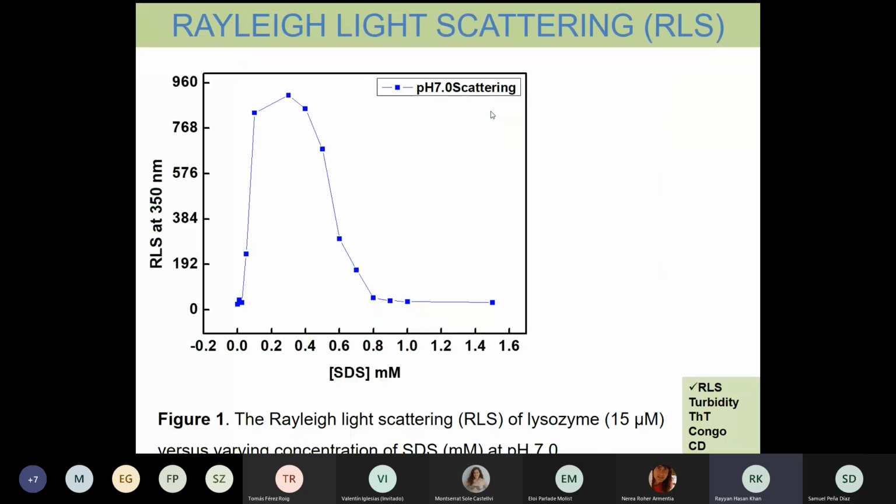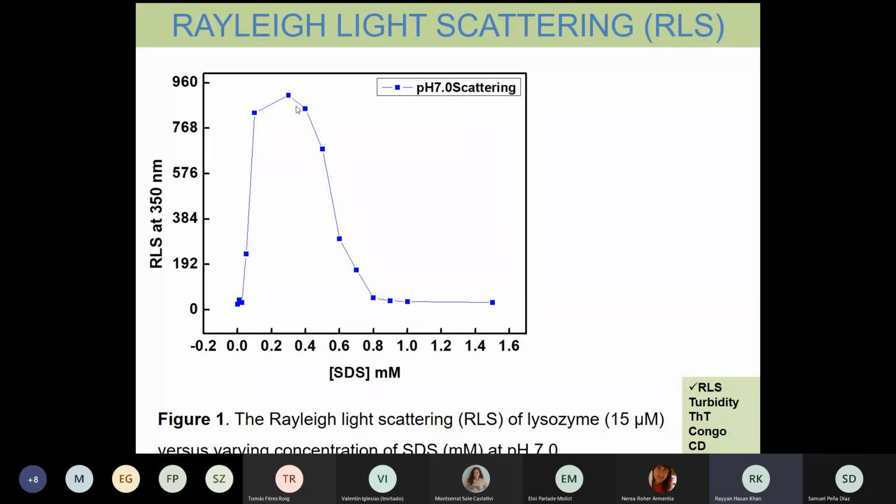Now, here we have measured the Rayleigh scattering, with the protein concentration taken as 15 micromolar lysozyme. We wanted to standardize the concentration of SDS needed to get maximum Rayleigh scattering. This experiment was done at pH 7, and the maximum Rayleigh scattering is observed at 0.3 millimolar. So for the rest of the experiment, we fix 15 micromolar lysozyme and 300 micromolar SDS.